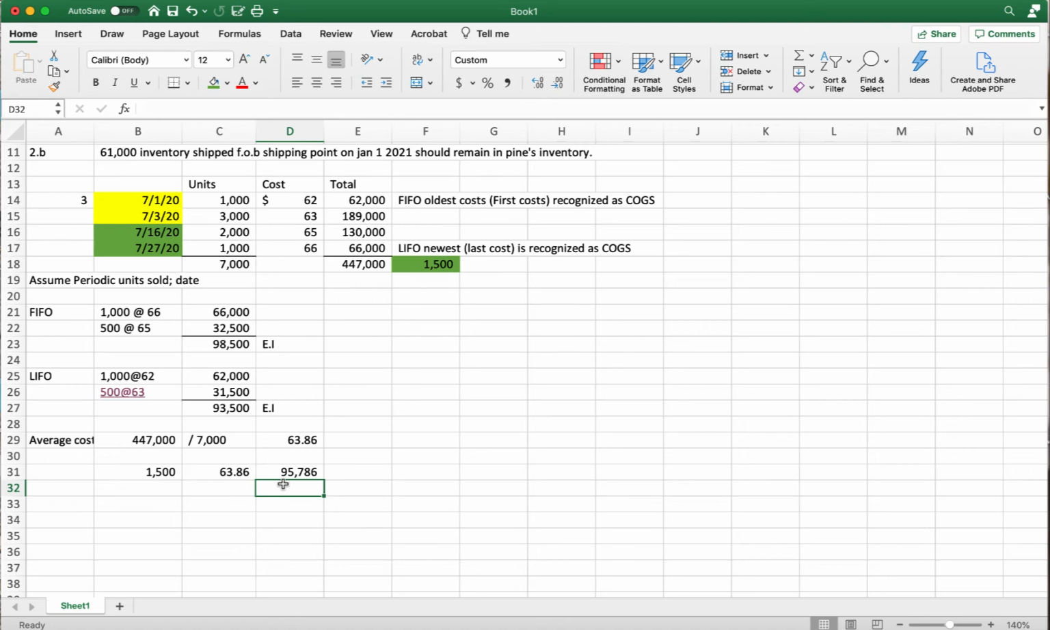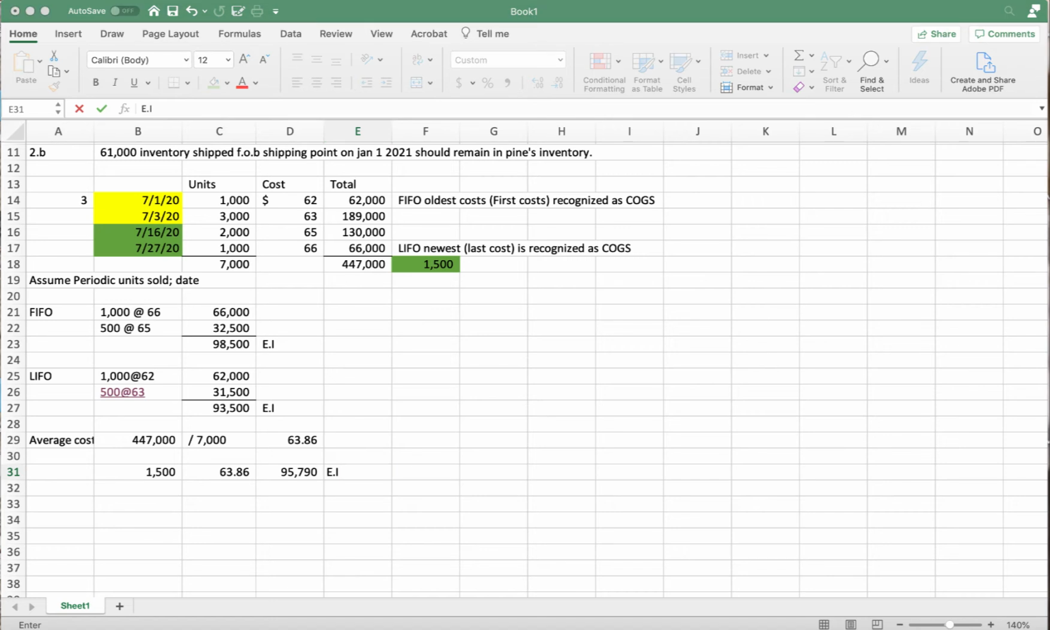When I multiply these out, I see my ending inventory is... wait a minute. In the world, 1,500 units times $63.86 is $95,790. Had something kooky going on there with Excel. But that's our answer for ending inventory under average cost.